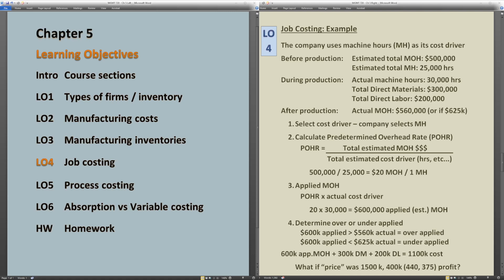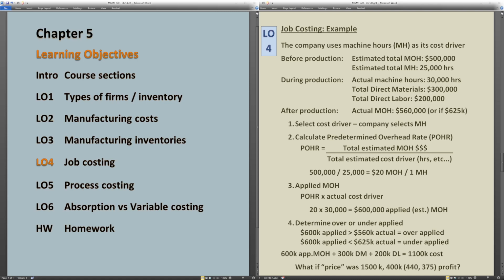So what we know before production is the estimated total MOH, which is $500,000, and the estimated total manufacturing machine hours, 25,000. So number one, select the cost driver. The question has already selected it. It's machine hours. We calculate the predetermined overhead rate. And remember, sometimes people put the numbers backwards. They put 25,000 over 500,000 or something like that. Remember, what you want to have is dollars per activity. So the dollars are going to be on the top. So here, 500,000 divided by 25,000. What we're saying is for every hour we run the machines, there's an extra $20. Our estimate is there's an extra $20 of manufacturing overhead involved.